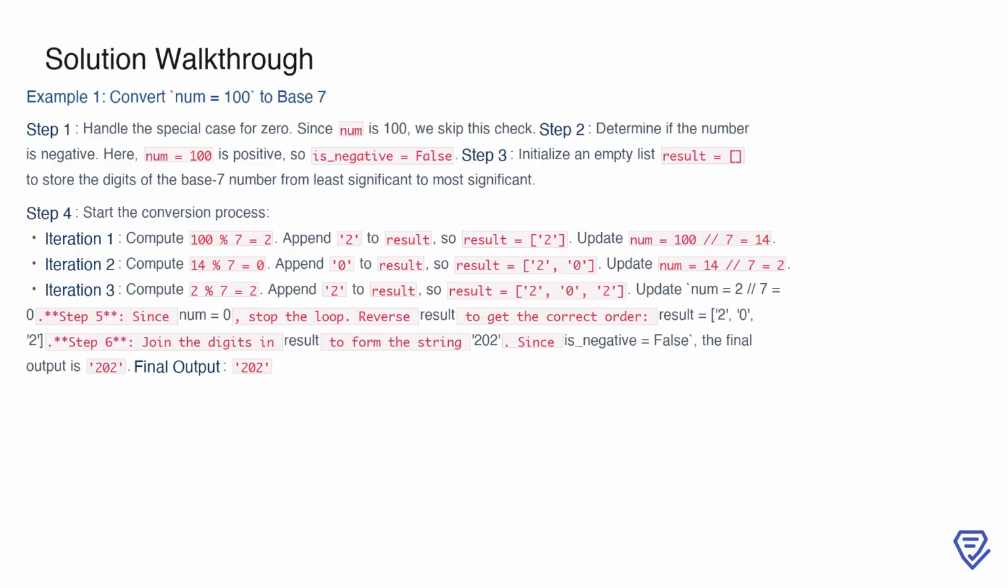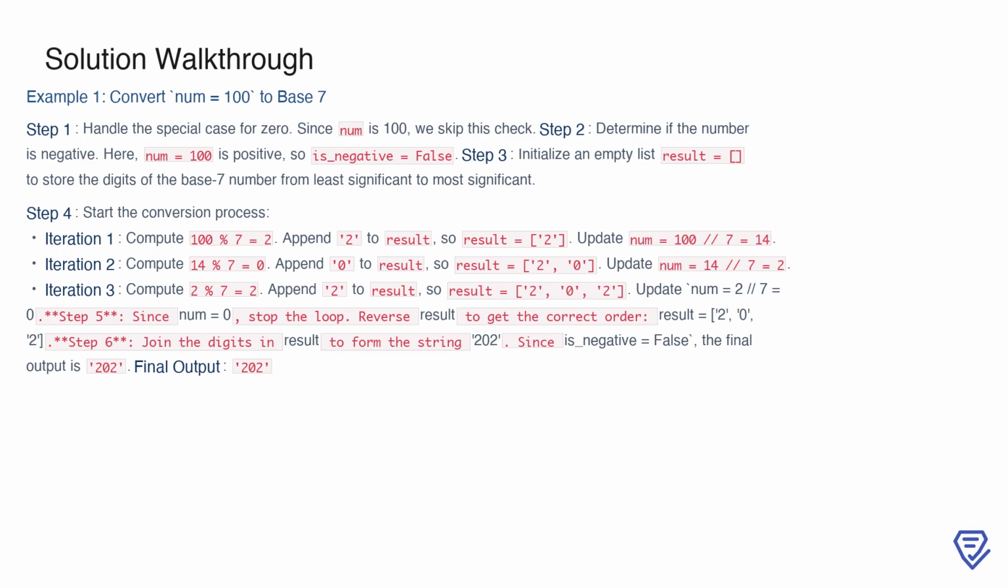To begin solving this problem, we start with the example of converting the number 100 into base 7. First, we check for the special case where the number is 0. Since our input is 100, this step is skipped.